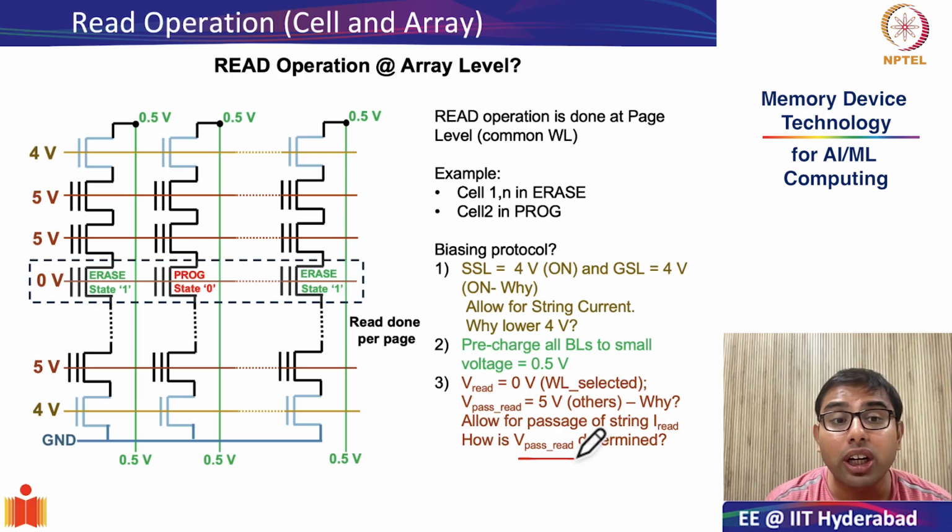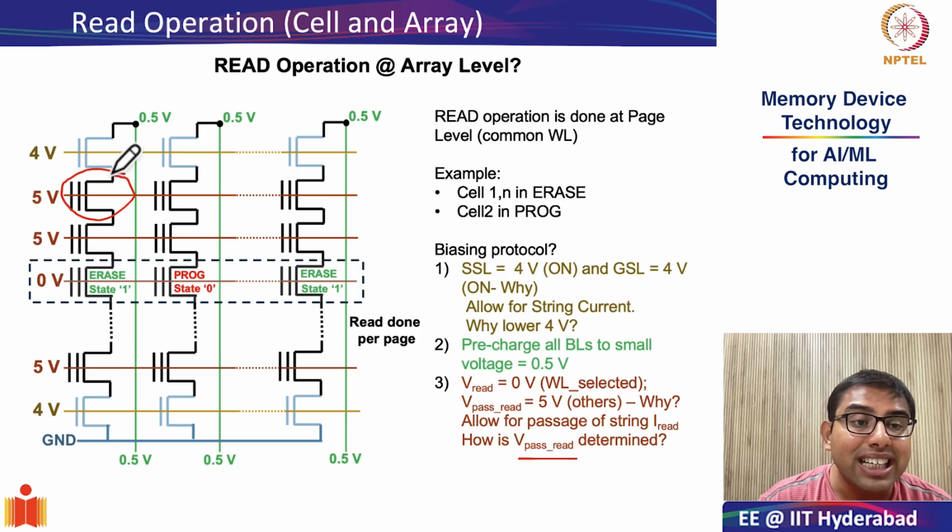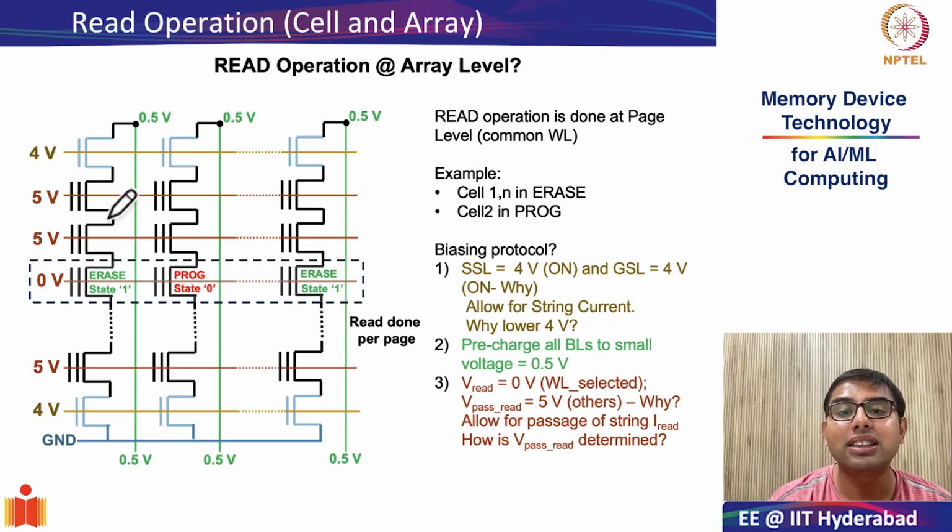The pass voltage has to ensure that irrespective of the state of these cells which are not of our interest, the read current is allowed to flow through. So think about it. What should be the pass voltage to be applied to other strings? What should be the pass voltage applied to other pages or other word lines? How do we determine that?